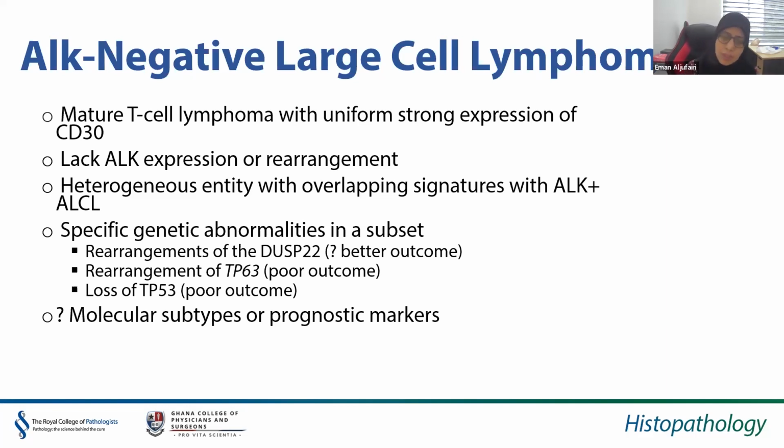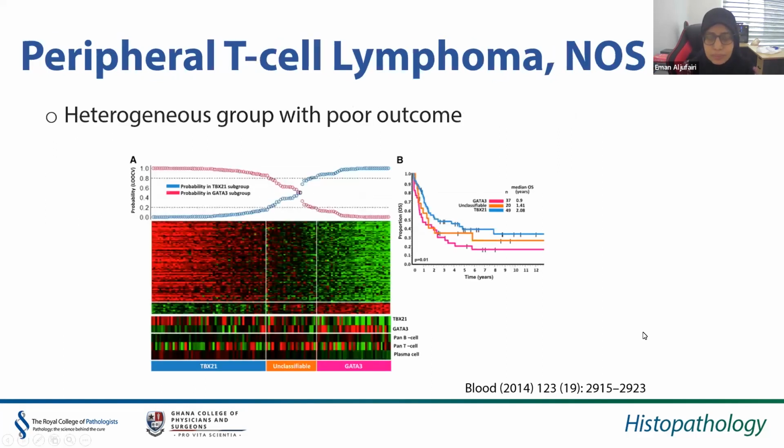So is it something similar, but from a genetic point of view, or are these molecularly distinct subtypes and we need to divide them? That's what we are working on, and we need more data gathering before we decide to split this entity into 3 groups. Okay, now we talk about peripheral T cell lymphoma, NOS.